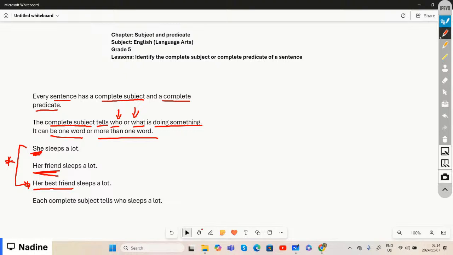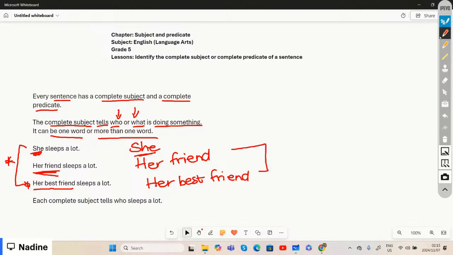The person is the subject. That is why in the first sentence, she is our subject because she is doing something. In the second sentence, her friend is the subject because it tells us her friend is doing something. And in the third sentence, her best friend is the subject because it tells us that her best friend is doing something. That is why it can either be one word like she or more than one word.